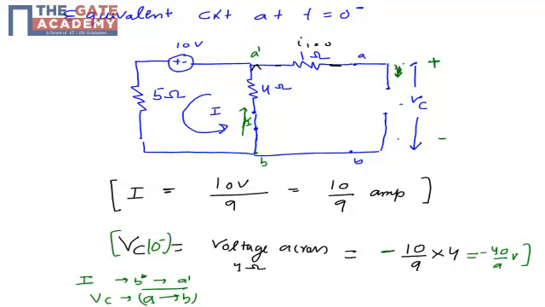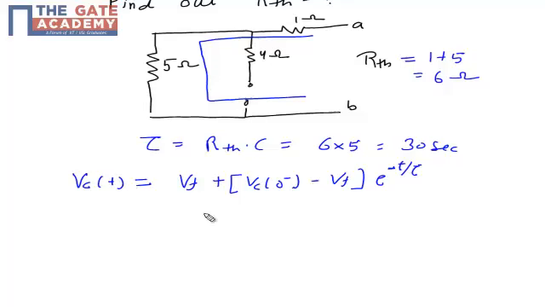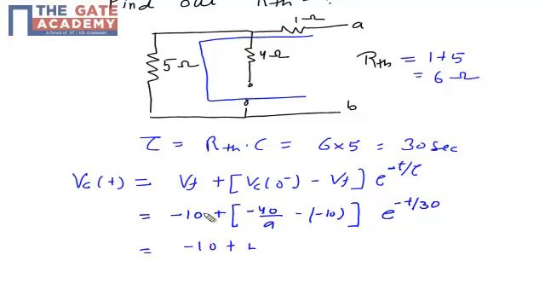If I put these two values in my equation, my VF will be minus 10 plus VC0, which is minus 40 by 9. Here minus of minus 10 will effectively be plus 10, times e raised to power minus t by 30. So this is simplified as minus 10 plus 50 by 9 e raised to power minus t by 30. This is the voltage across the capacitor.